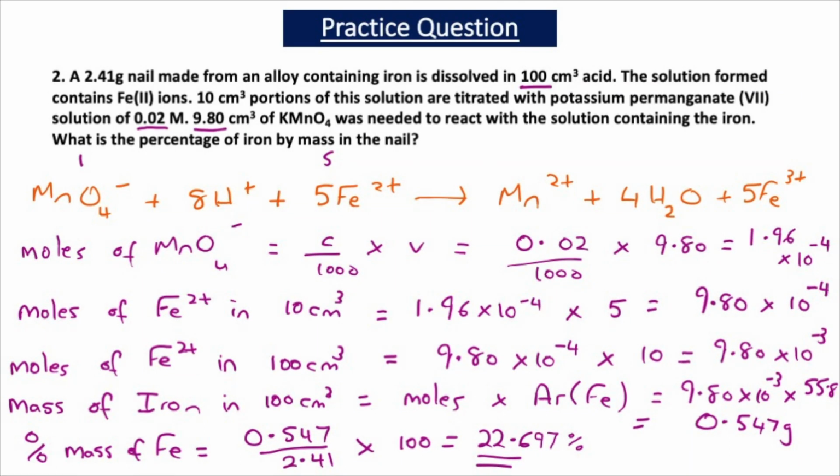Now the actual value is 22.697%, so this should really be rounded up to 22.7%.